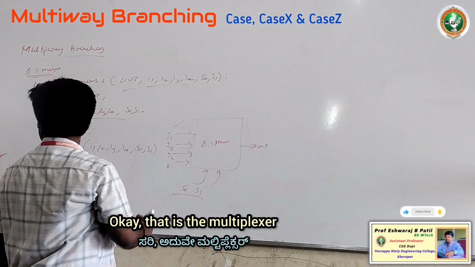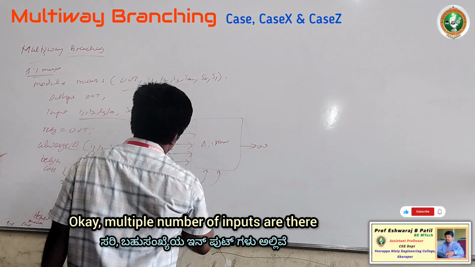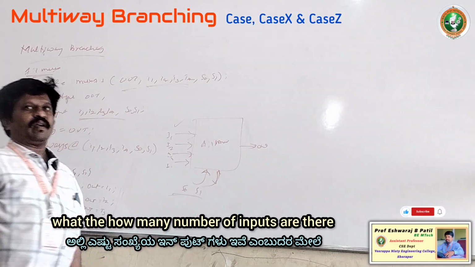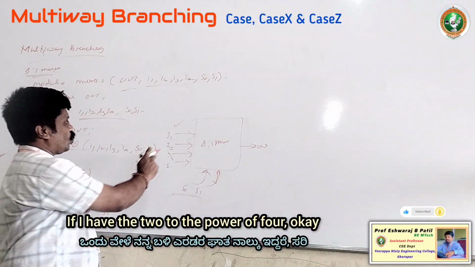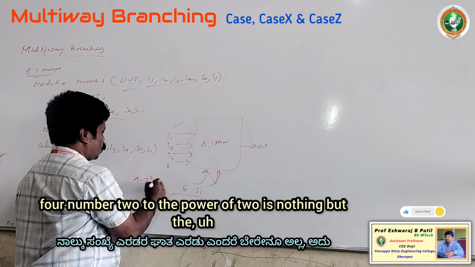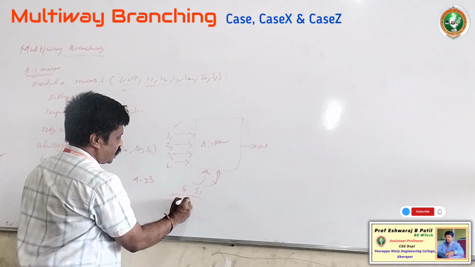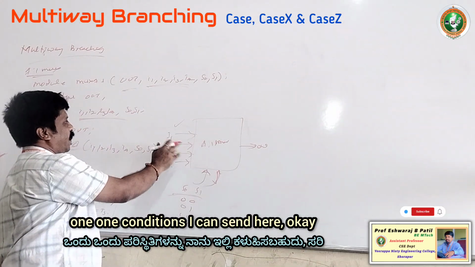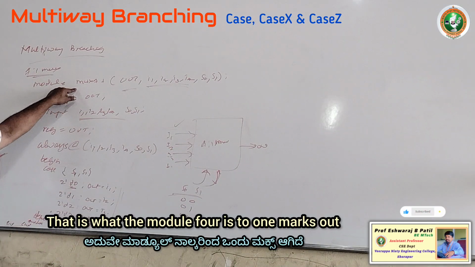Okay, that's the multiplexer. Multiple inputs are there, and only one output is there. The number of select lines depends on how many inputs there are. If I have 2 to the power of 2 inputs, that is 4 inputs, I need 2 select lines here. The S1 S0 conditions 00, 01, 10, 11 can be sent here. Okay, that's the model of the 4:1 mux.